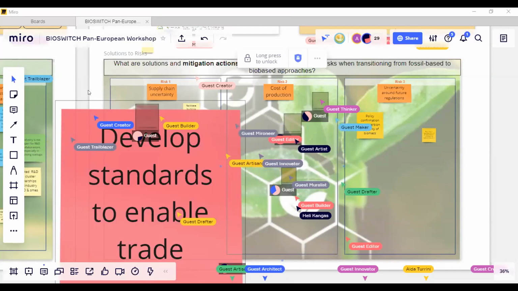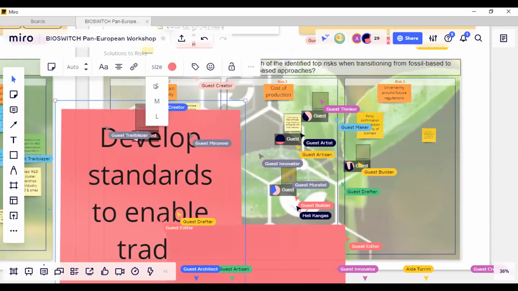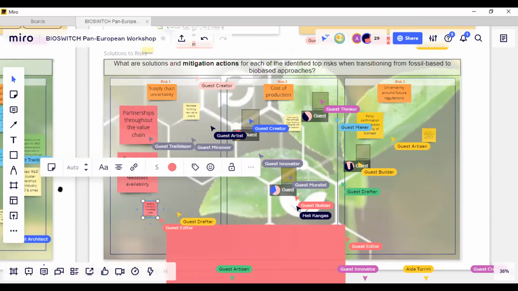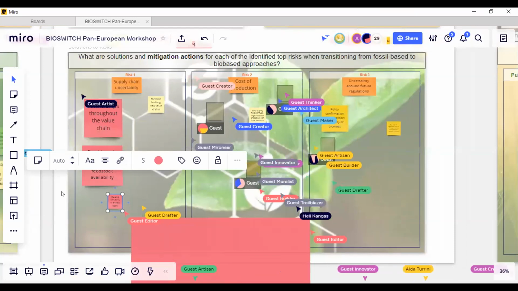Do you mean the review? Excuse me, do you mean the review or the interviews that we did? From our pan-European survey. Okay. These are new risks that are being identified.